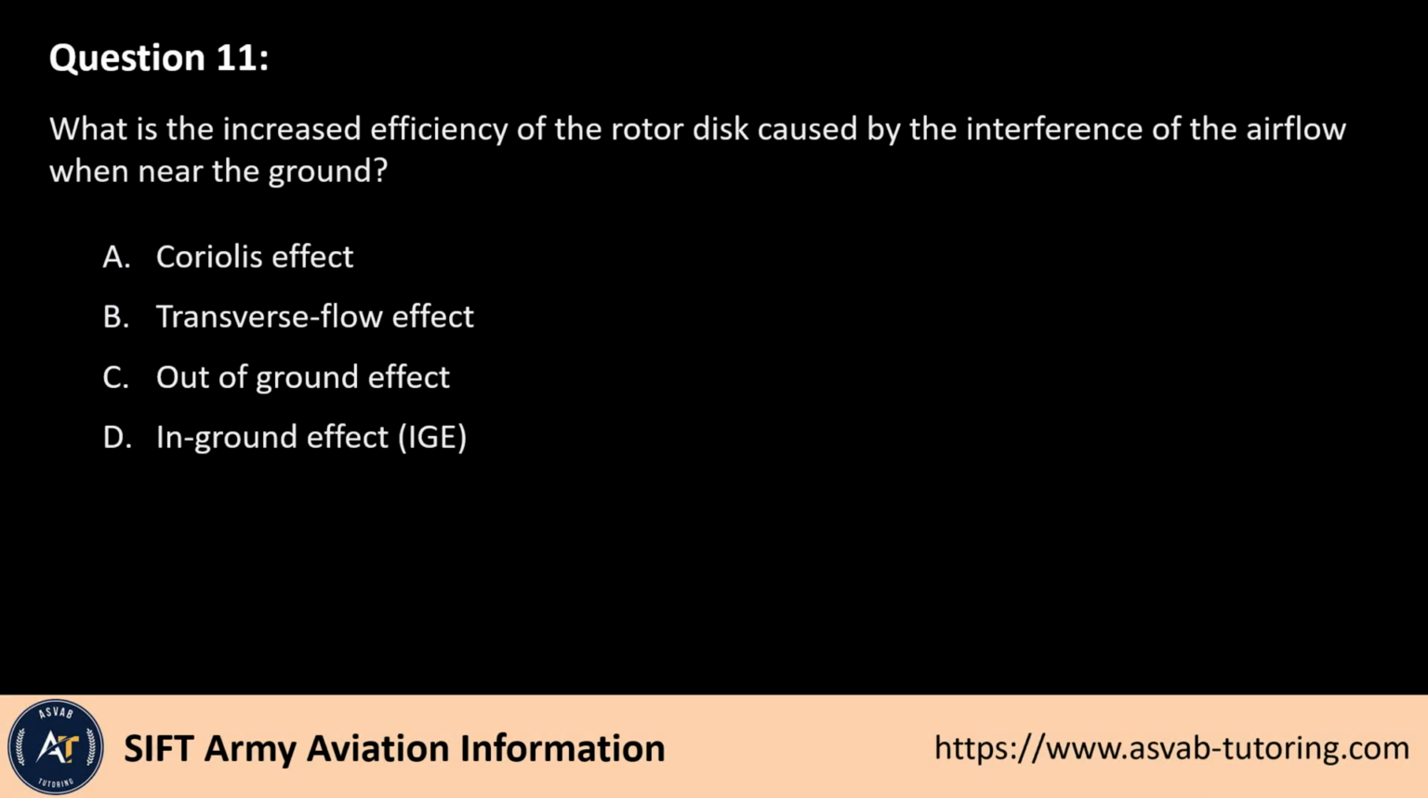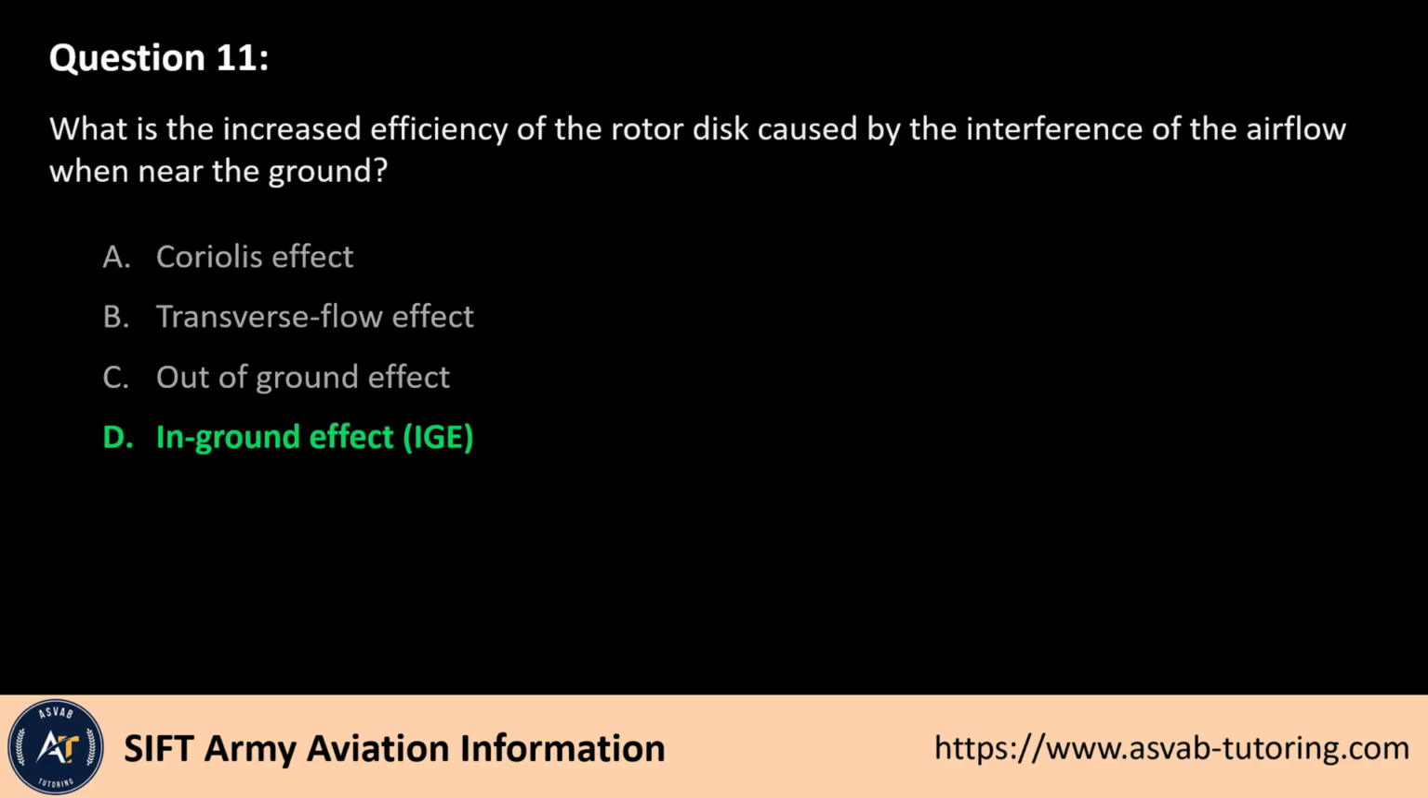Question 11. What is the increased efficiency of the rotor disc caused by the interference of the airflow when near the ground? A. Coriolis effect. B. Transverse flow effect. C. Out-of-ground effect. D. In-ground effect, IGE.